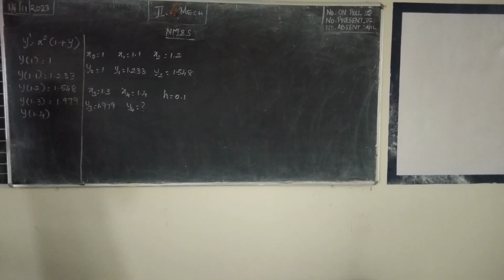The same procedure, just change the formula. First you identify the predicted value. To identify the predicted value, see your formula. What are the things you need? You need y3 dash, y2 dash, y1 dash and y0 dash. So substitute everything in the given y dash and find all these four values.